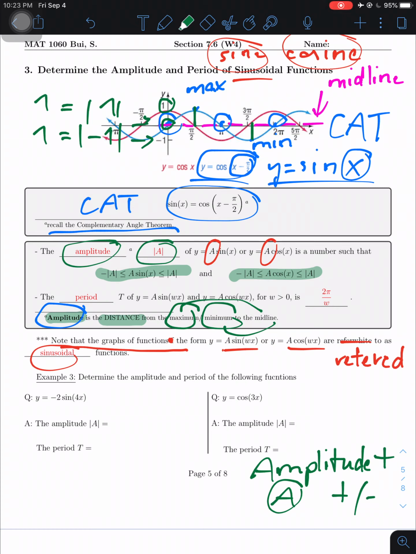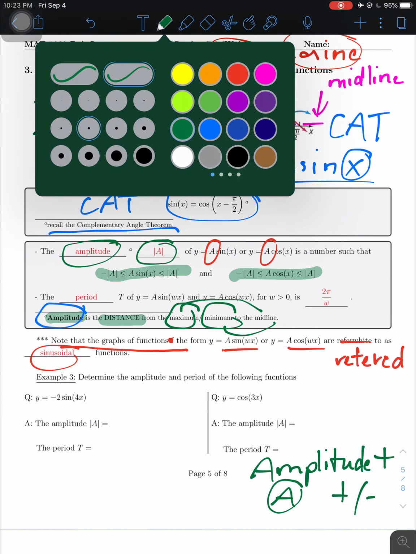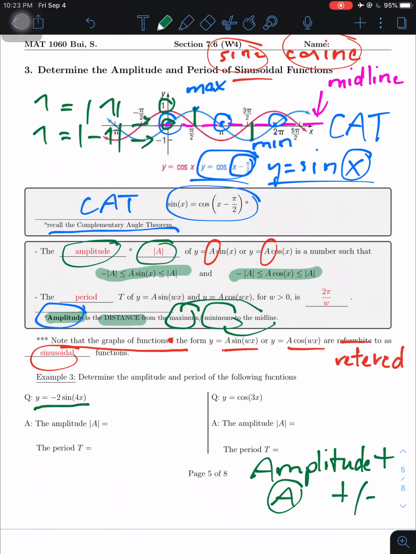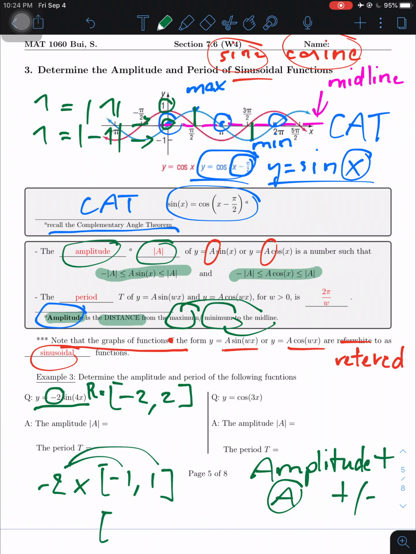So for example, let me just use my function as an example. I'm gonna say that its range in here is from -2 to 2. How do I know that? Well, I have the front number in here, right? And I'm gonna do -2 times the range from -1 to 1, and this is my range, okay? I distribute each of them in, so then I end up having -2 to 2, inclusively. And this is the answer for my range.